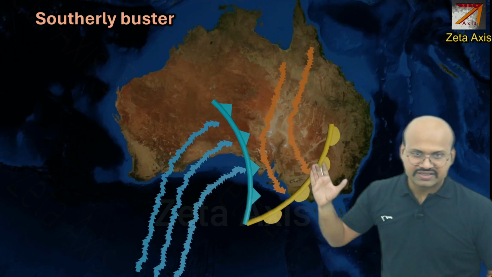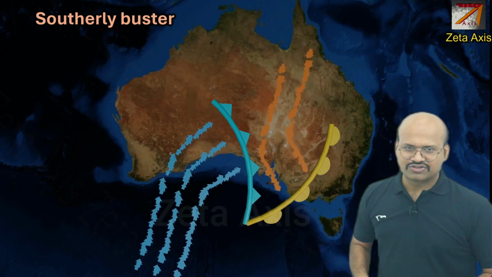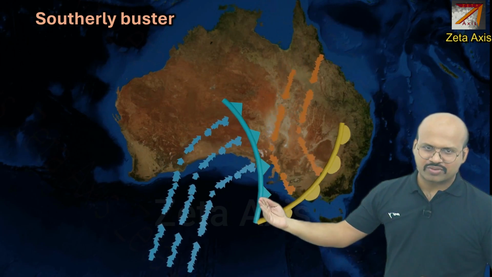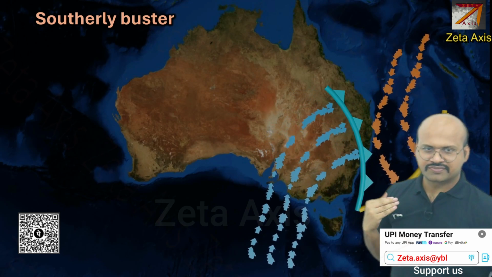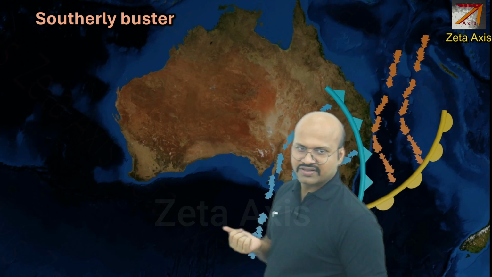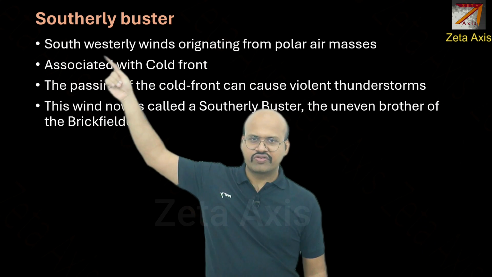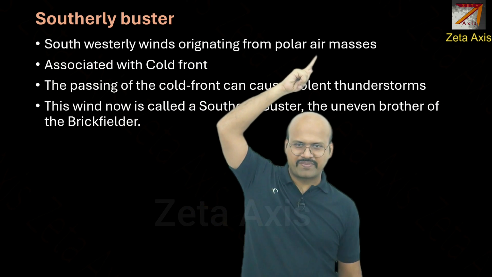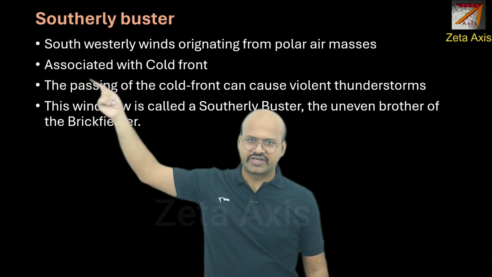So first in this region you will see warm air, and then it will be replaced by colder air, as you can see over here. Because this extratropical cyclone will pass in the western direction. So if we have to summarize, the summary is very similar to what we have discussed for pampero. Southwesterly winds originating from polar air mass. The polar air mass forms this wind associated with the cold front.